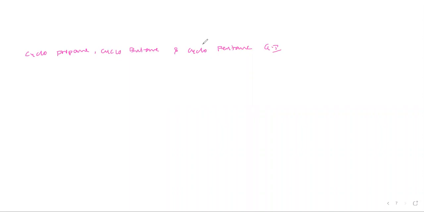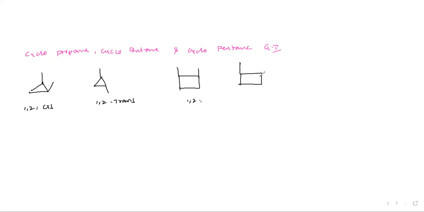Audible? My voice is audible? Yes or no? So, in this case, two are possible. Both are on the same side, 1,2: this is cis. Both are on the opposite side, substitution on the opposite side, 1,2: trans. Is it clear? Similarly, both are on the same side, yes or no? 1,2. What is this? Cis or trans? Sriyash. 1,2. Right?